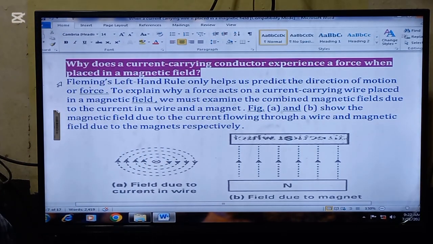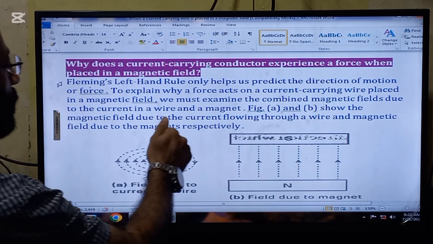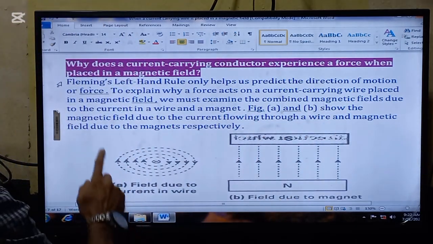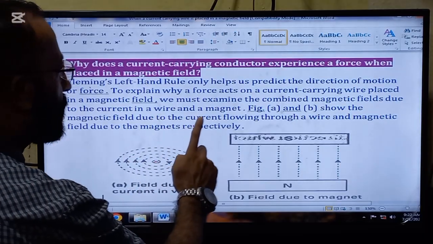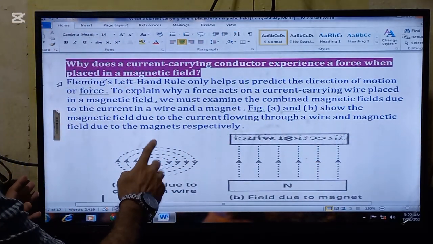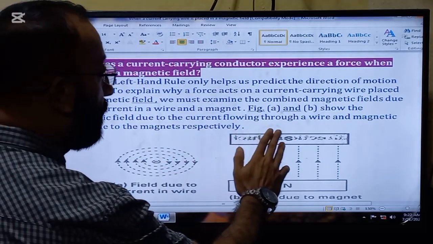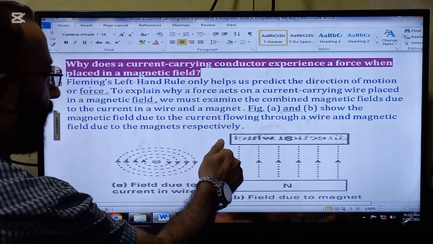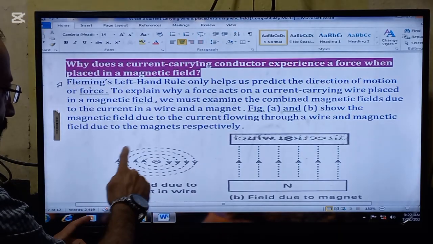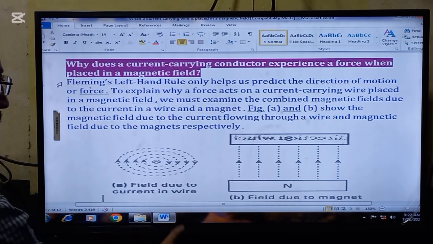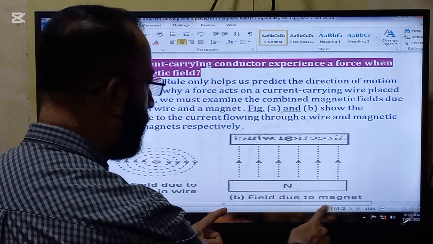So here we are going to start. Fleming's left hand rule only helps us predict the direction of the motion of the force. To explain why a force acts on a current carrying wire placed in a magnetic field, we must examine the combined magnetic fields due to the current in a wire and a magnet. So here is the field that is created by the current. Look now, this is the field due to the current in a wire, and this is the field due to the magnet.